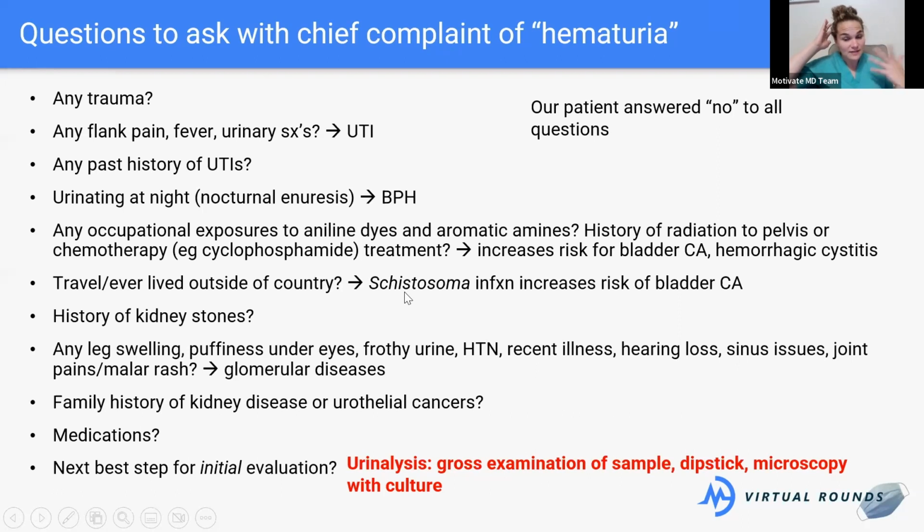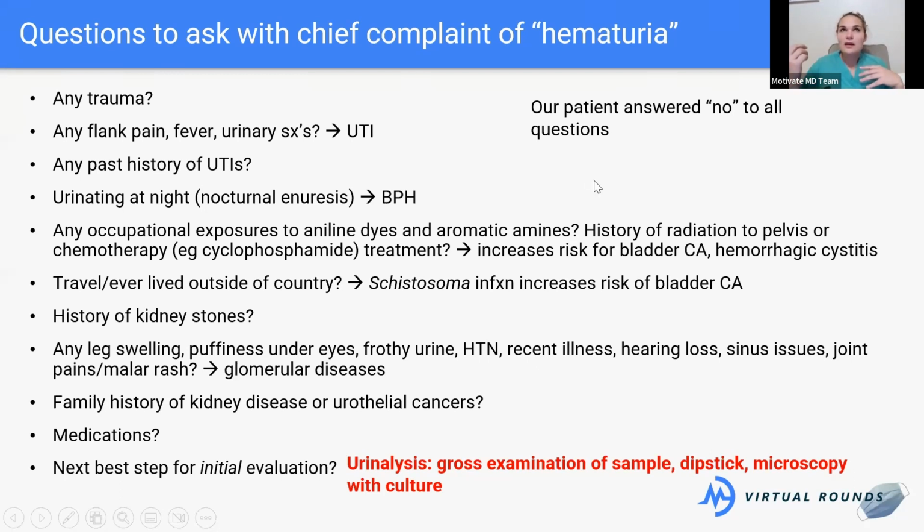With an examination of the sample. Obviously, if there's gross blood within the urine, we could just look at the toilet, but that's not always the case. A urine dipstick and a microscopy, which is when we spin down. Oh, I think somebody has a UA with micro. Yeah, exactly. Diana, that is what it's called.